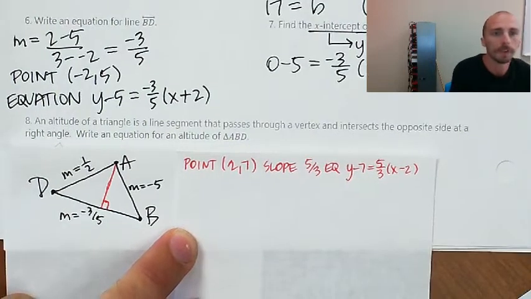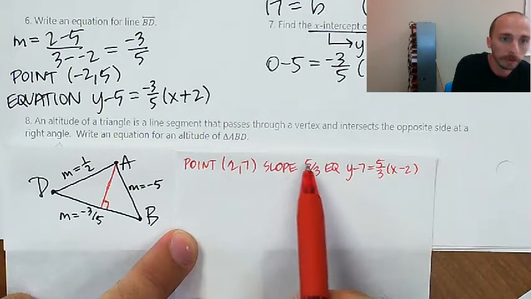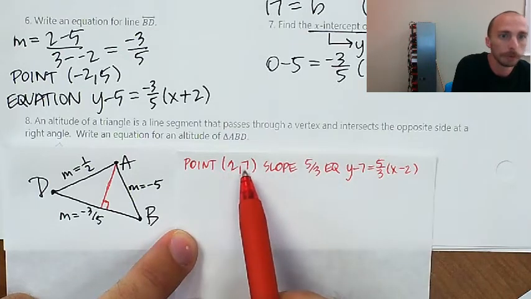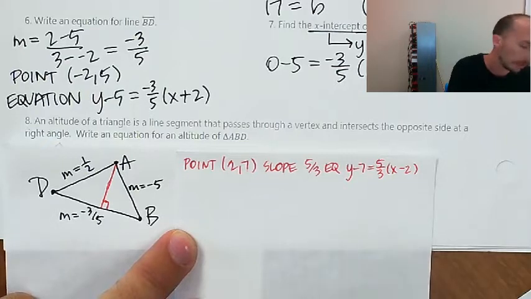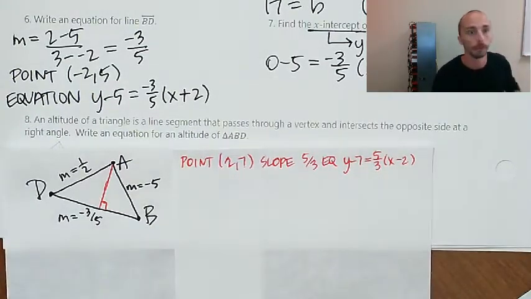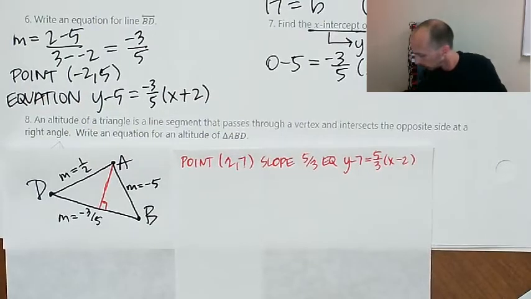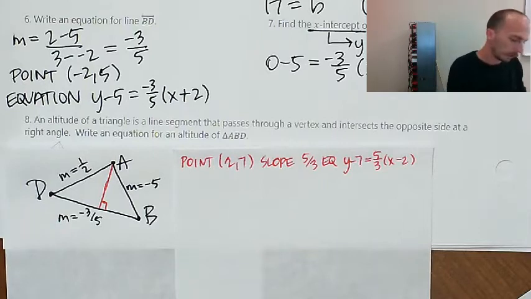And again, I just want to emphasize that you can do y equals mx plus b, plug in m equals 5/3, plug in x equals 2, plug in y equals 7, and solve for b, and get an equation that way. And that works just as well, but that takes longer, and I feel like is more error prone, so I'm going to use point slope form. Okay, I need a blue pen. Not sure what happened to mine.